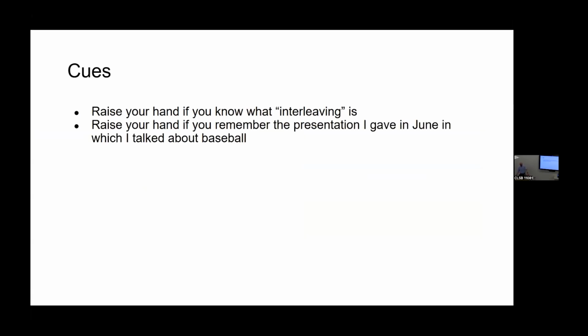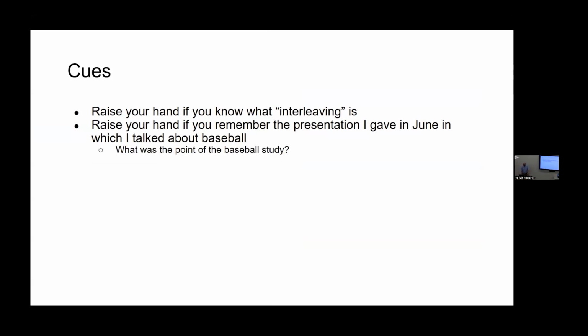Can you raise your hand if you remember the presentation that I gave in June in which I talked about baseball? Okay, well, that's only 2 people now. Double! I have doubled the number of people. 3, okay. Does anyone remember the point? Maybe not Jeremy, but Morgan or Erica, do you remember the point of my baseball story? All right, so not an effective cue.